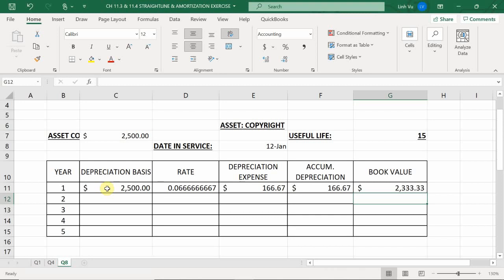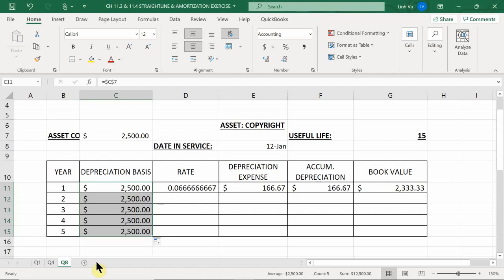I'm sorry, depreciation basis going to be? In this case, amortization basis. It's going to be the same. It's all going to be the same because in this case, we have no salvage value. The only number that we have is the cost of the asset. So my basis is just going to equal my cost of the asset, then all 5 years is going to be the cost of the asset.